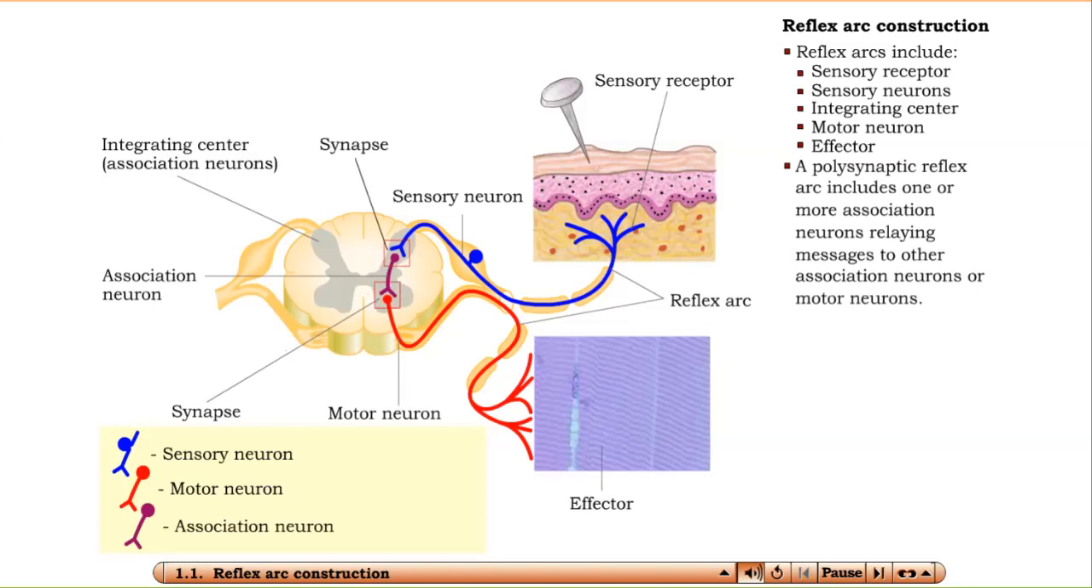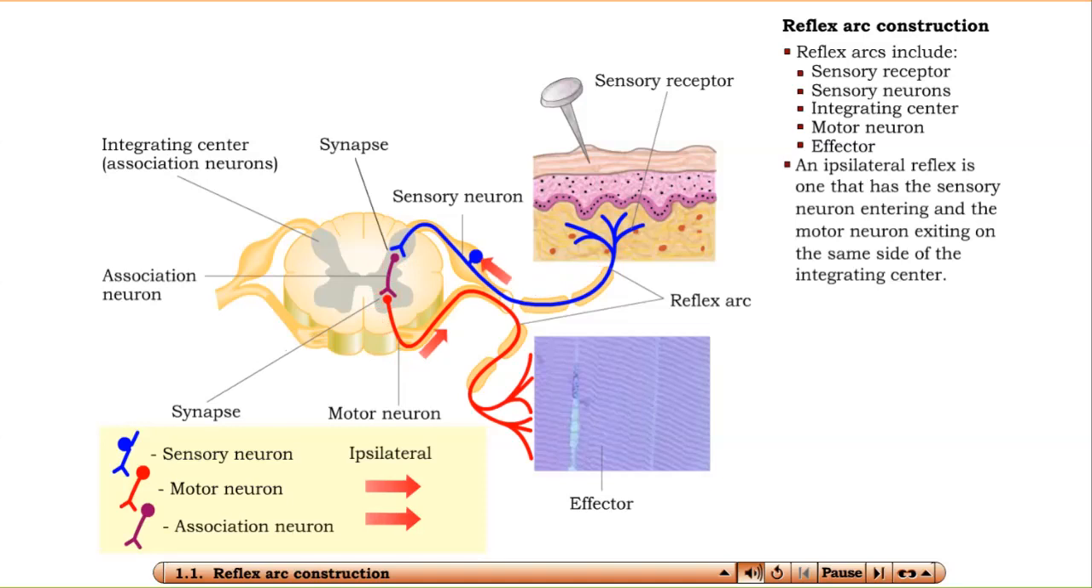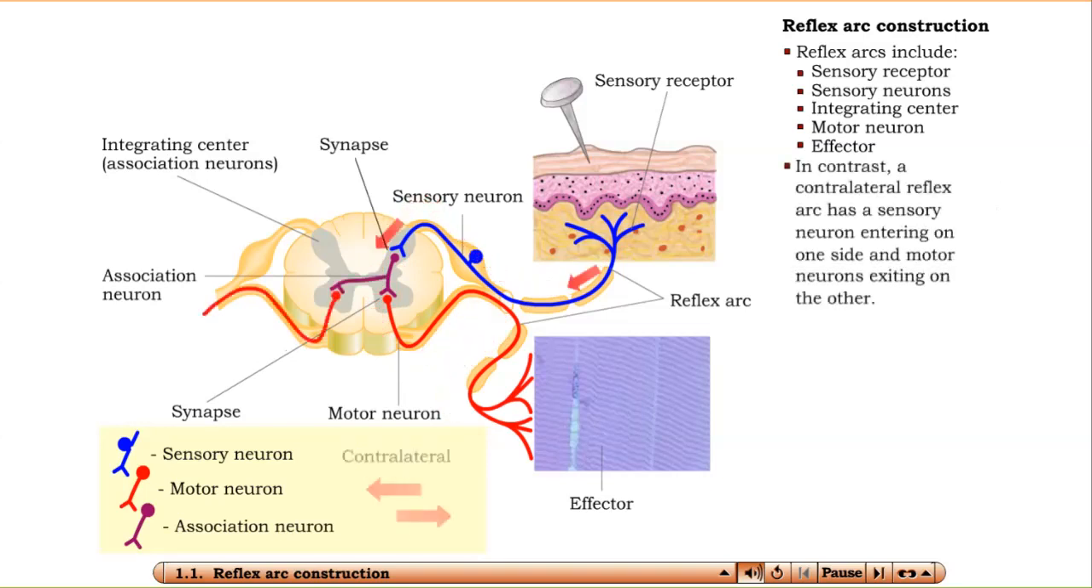arc is polysynaptic. An ipsilateral reflex is one that has the sensory neuron entering and the motor neuron exiting on the same side of the integrating center. On the other hand, when the sensory neuron enters the integrating center on one side and the motor neuron exits on the other side, the reflex arc is considered contralateral.